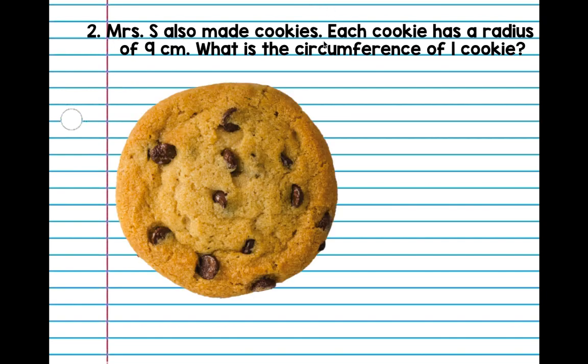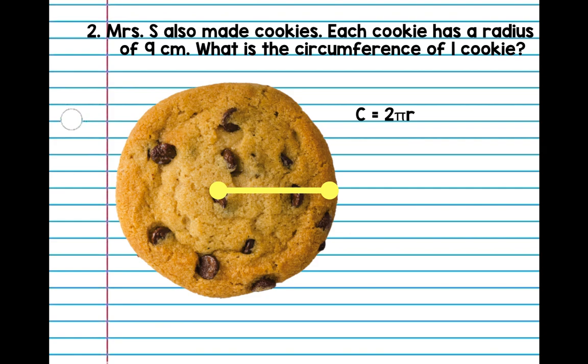Miss S also made cookies. Each cookie has a radius of 9. Okay, what is the circumference of one cookie? Okay, so go ahead and use your proper formula. C equals 2 pi r. Okay. All right, so let's go.